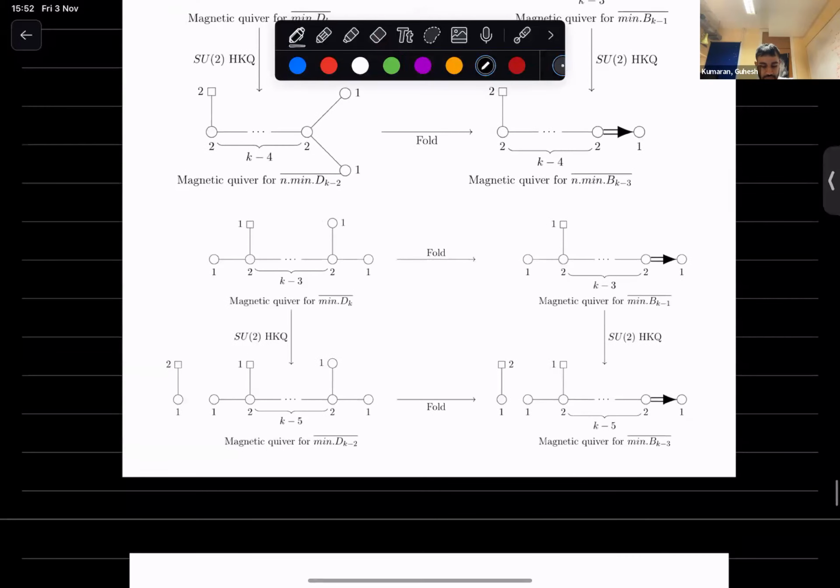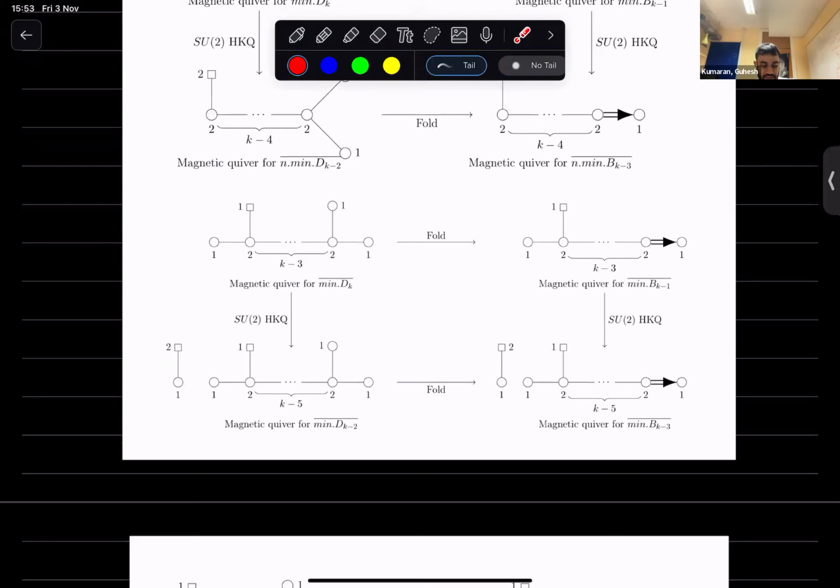But when we have this product, when you do the folding, the A1 doesn't really participate, and you just fold the other thing. So this would be this minimal dk, and this is the minimal bk minus 3. So under the folding, you just leave the A1 untouched. So in a sense, this is also commuting.